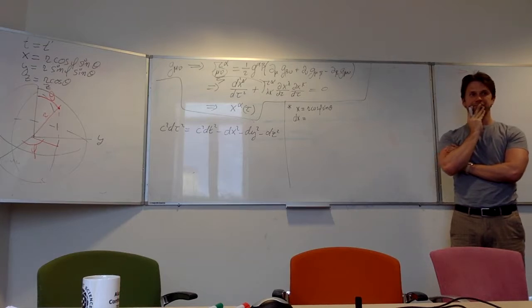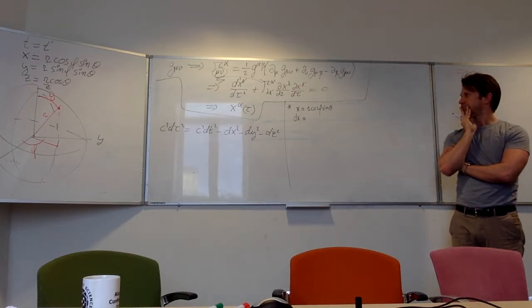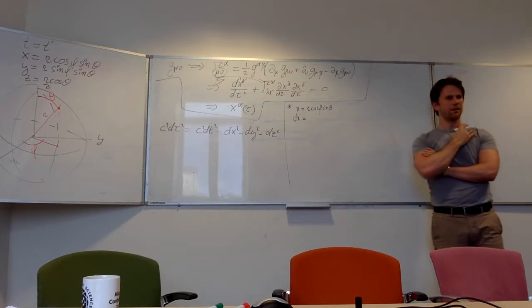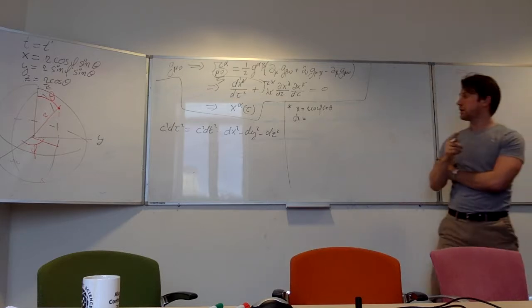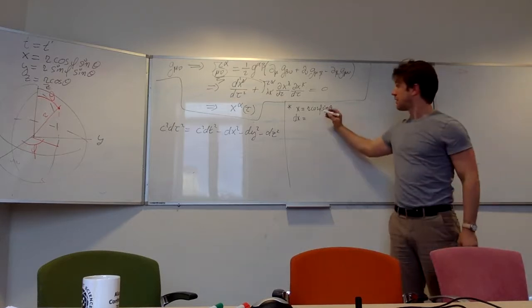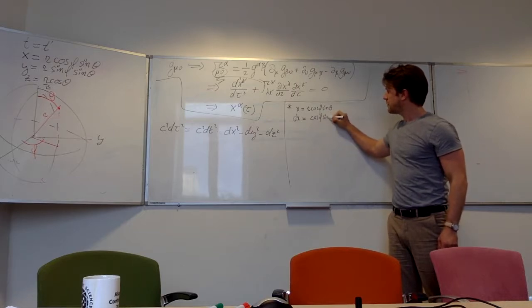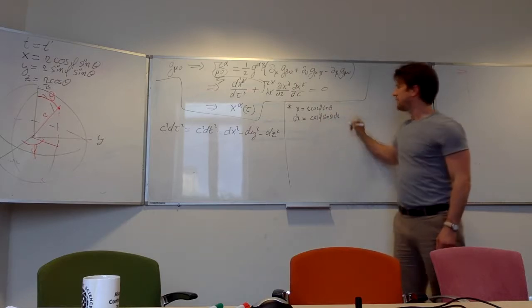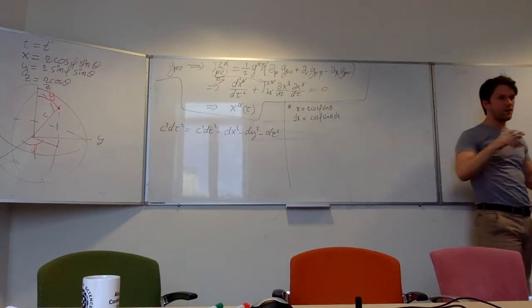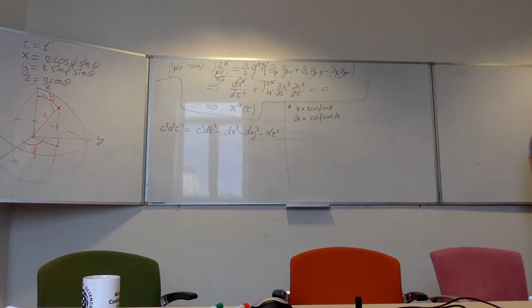Is it not cosine phi times sine theta? Why would that be? No, dr cosine. Okay, well that's one of them. Yes, you're right: cosine phi sine theta dr. This is one, but it comes in three terms. Oh, it's like a triple product rule. It's a triple product rule.